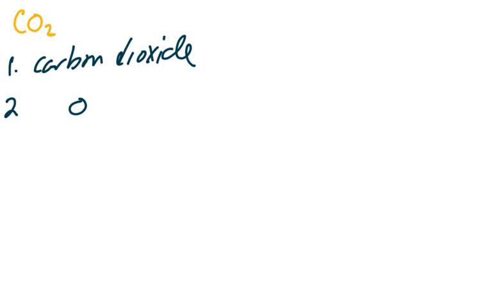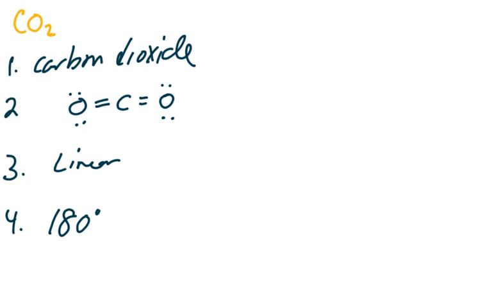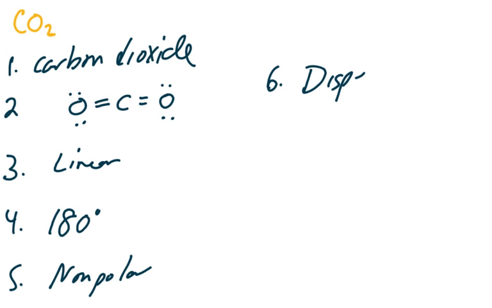All right, CO2 is carbon dioxide. You've drawn this Lewis structure many times now. And it's a linear electron geometry and linear molecular geometry. The bond angle is 180 degrees. It is a nonpolar molecule, even though it has polar bonds, and therefore we have dispersion forces of attraction.